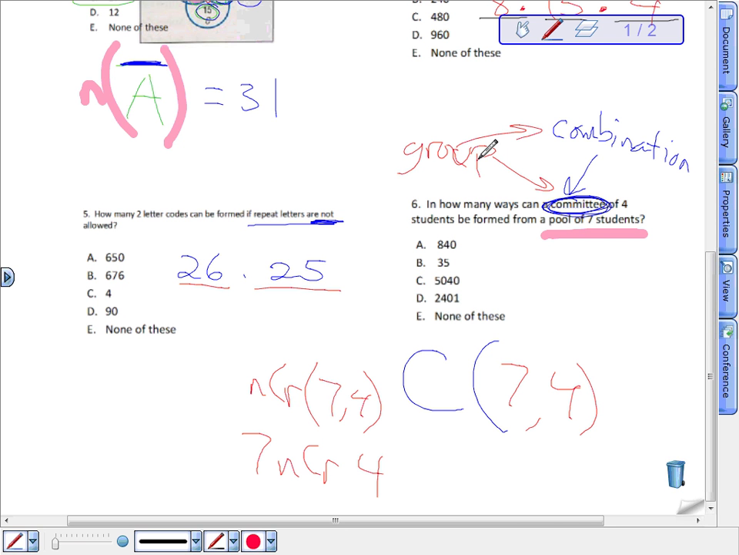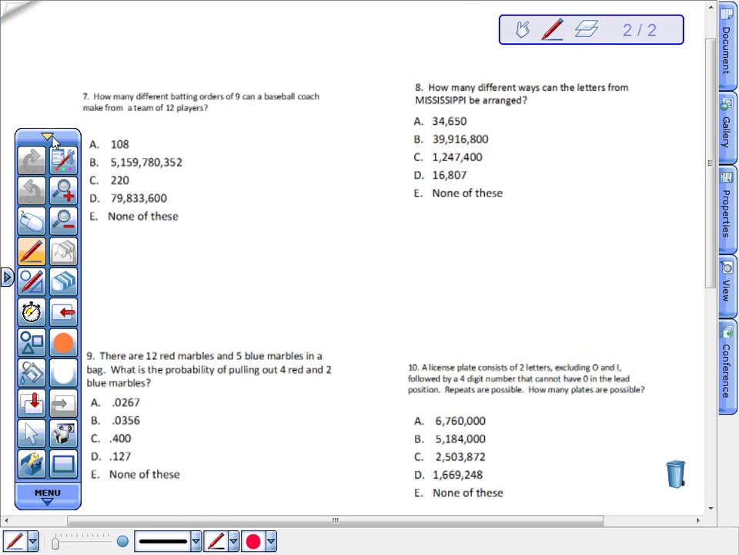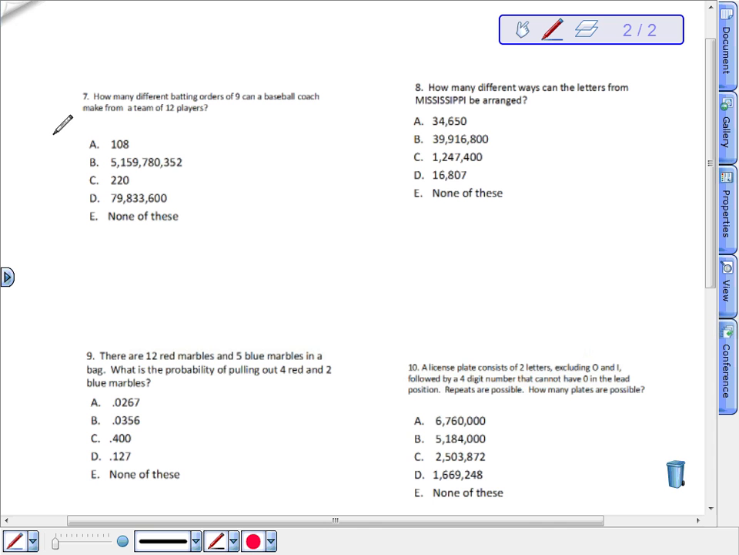If it matters what order they're in, it's called a permutation, which I believe is the next problem we're going to look at. So one of the key things from this unit is knowing the difference between a permutation and a combination. This one is a permutation. Why is this one a permutation? Because it talks about batting orders. It matters what order you're in.